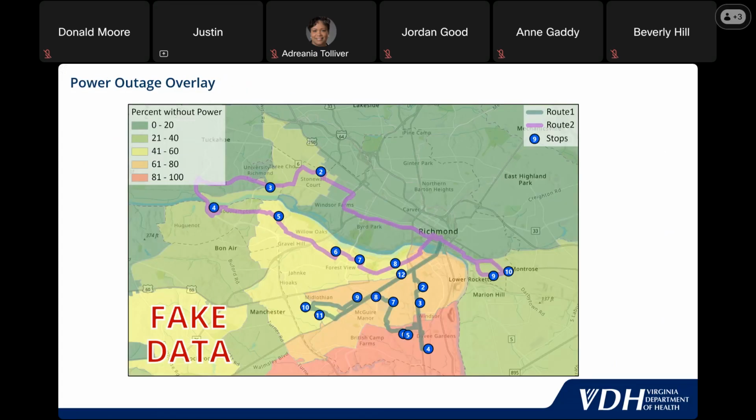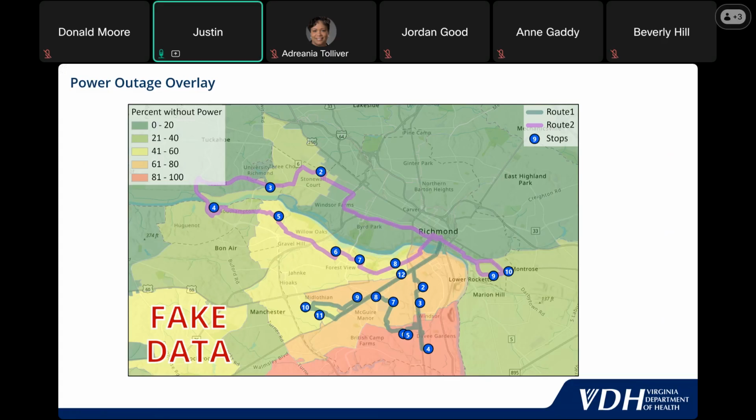All right, and we can also take that same power outage data now and overlay it with our routes to understand where we might want to prioritize. So just looking at this route 1 and route 2, we can see there's a higher degree of percent without power on the south side here. So we want to prioritize this route, route 1 here over route 2.